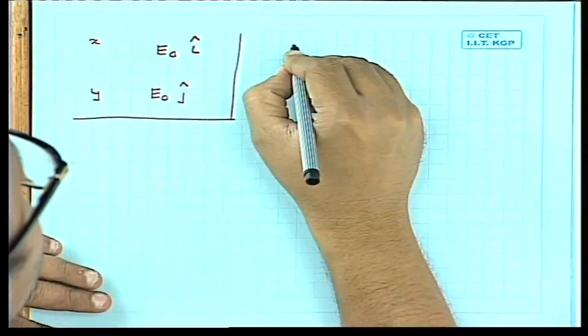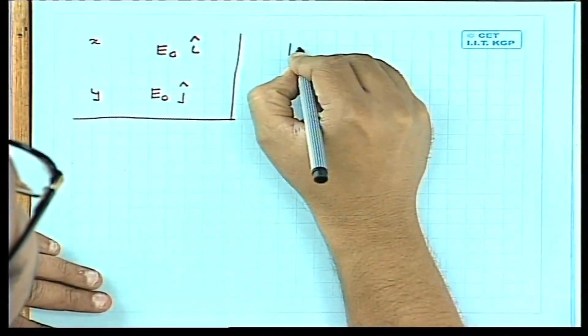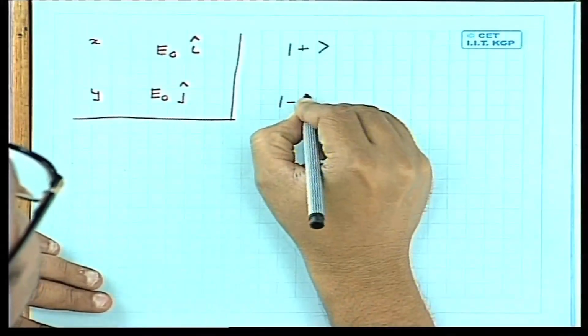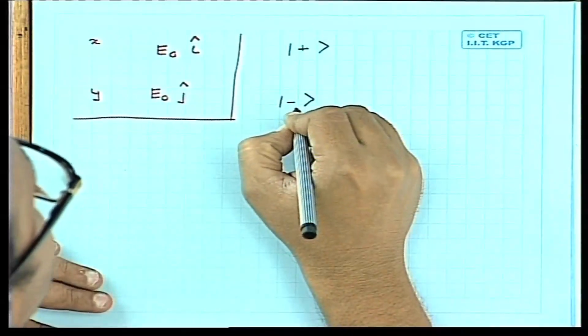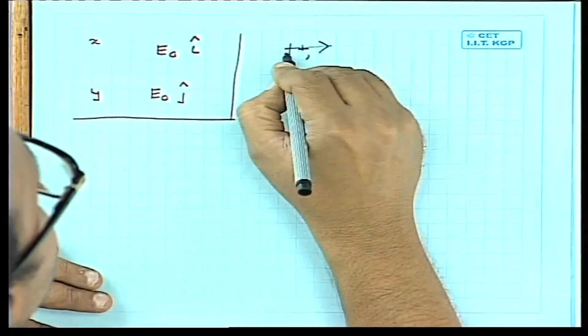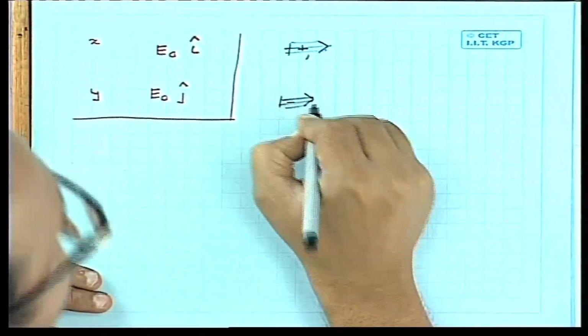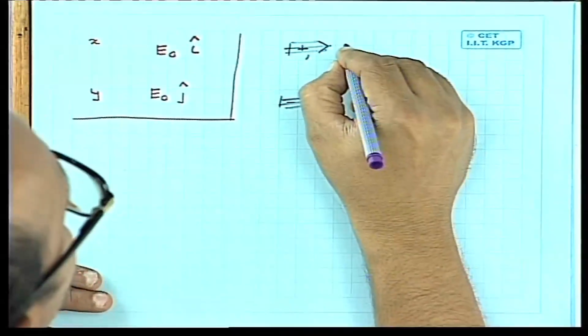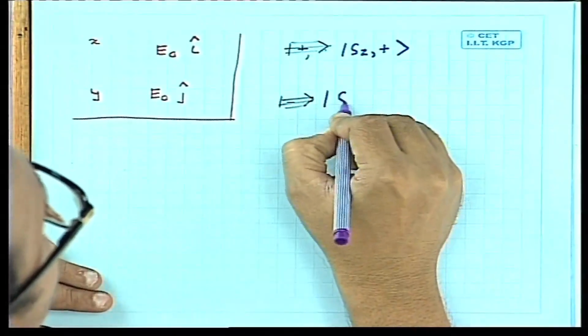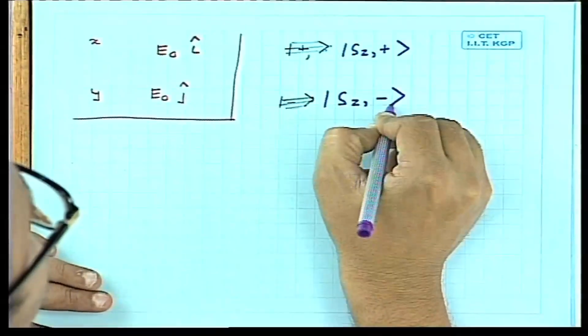So let me also denote the corresponding states of the spin of the particle. Let us denote them by plus and minus z, so this is along the z-axis. Let me change the notation. This is going to be denoted by Sz plus and Sz minus.